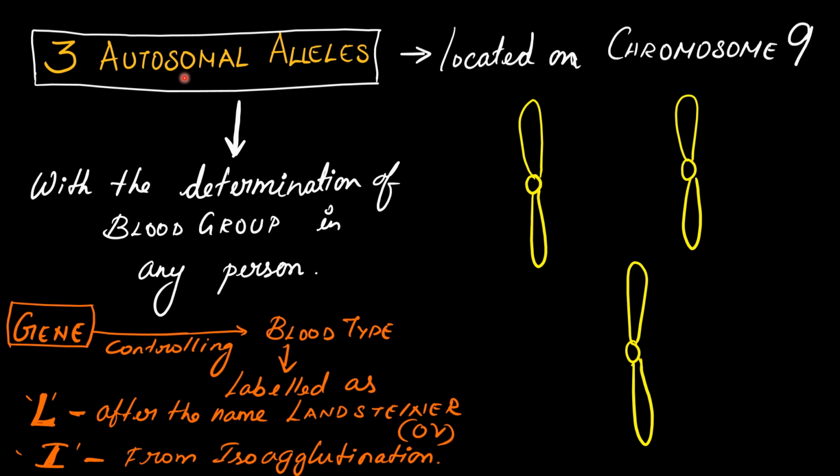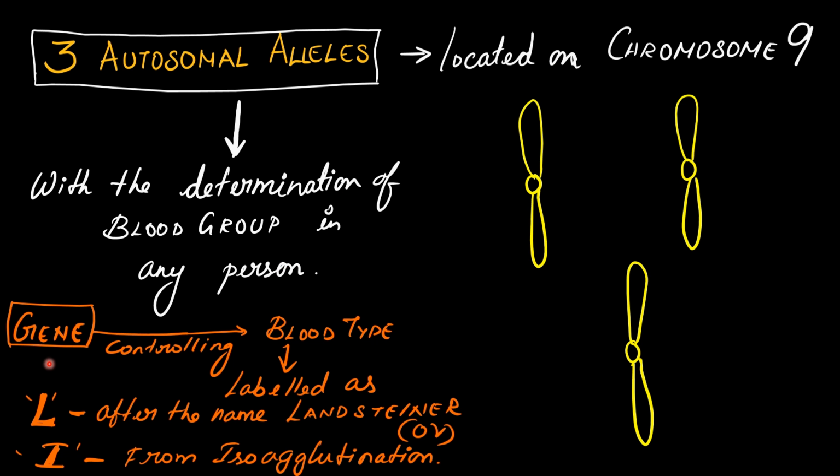So how many autosomal chromosomes do we have? Totally out of 23, we have 1 to 22 pairs of autosomal chromosomes. In that, these 3 alleles, which are going to determine the blood group of a person, are going to be located on chromosome number 9.